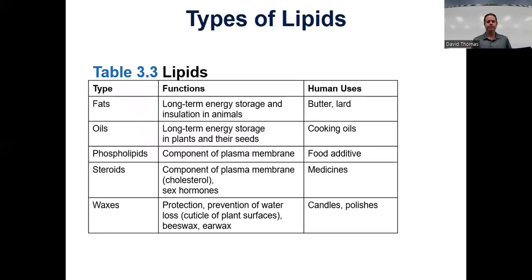Table 3.3 outlines what I just talked about. It's a good table to study just because it puts everything there for you. It gives you examples to look at, the main types of lipids, the main function for each of those types, and some common areas where you may see them.